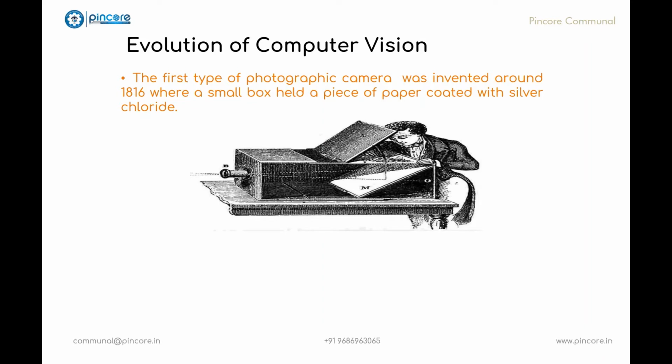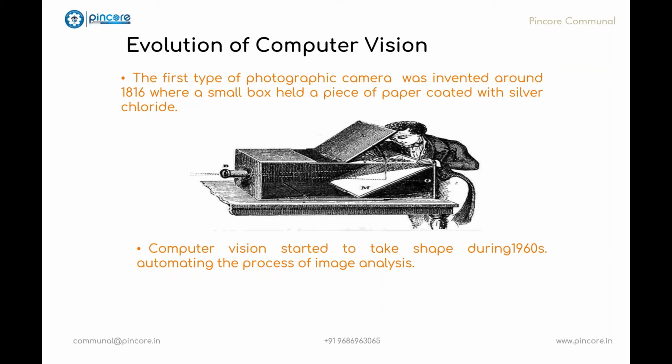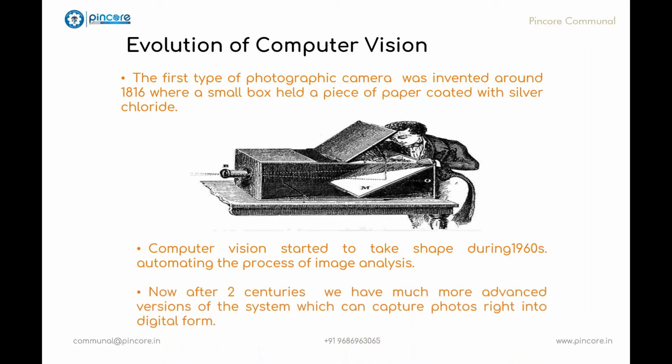When computer vision started to take shape as a field in the 1960s, its aim was to try and mimic the human vision system and ask computers to tell us what they see, automating the process of image analysis. Now, after 2 centuries, we have much more advanced versions of the system which can capture photos into digital form. So we are closely able to mimic how a human eye can capture light and color through image recognition.